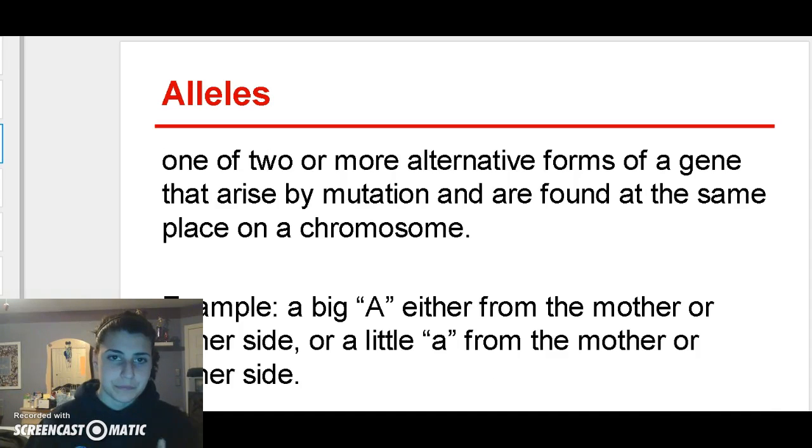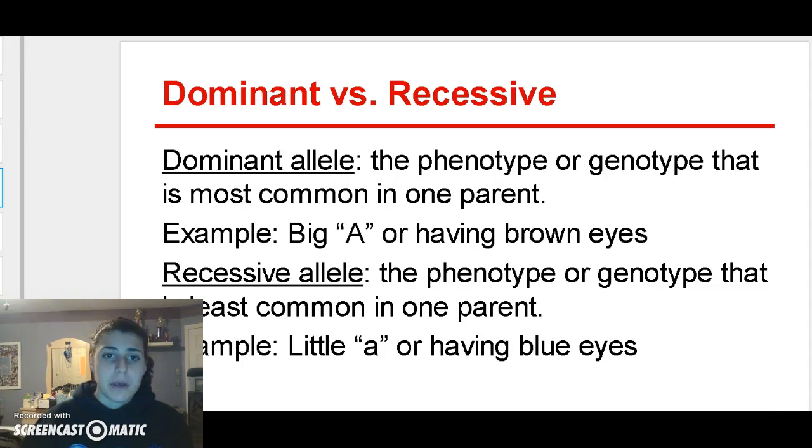So alleles, the definition is one of two or more alternative forms of a gene that are found on the same place on a chromosome. So for example, a big A either from the mother or father side, or a little a from the mother or father side. Alright, so now we're going to talk about what dominant versus recessive means.